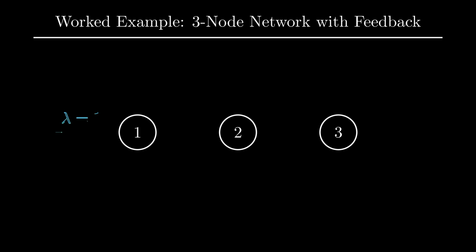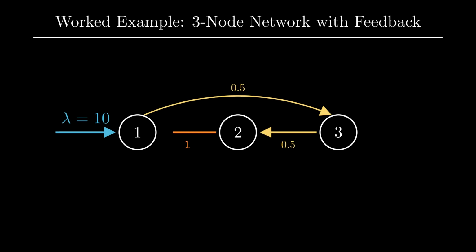Consider this 3-node network. External customers arrive at node 1 with rate 10. From node 1, half of departures go to node 3. From node 3, half go to node 2. And node 2 always returns to node 1, creating a feedback loop.